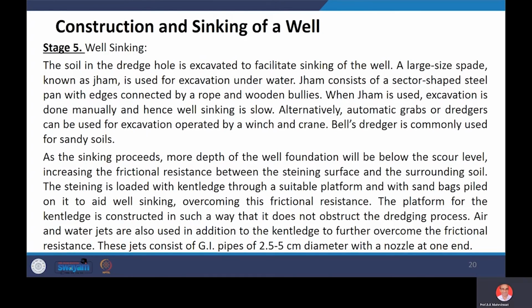Air and water jets are also used in addition to the kentledge to further overcome the frictional resistance, and these jets consist of GI pipes of 2.5 to 5 centimeter diameter with a nozzle at one end. So this was stage 5, which was related to well sinking.